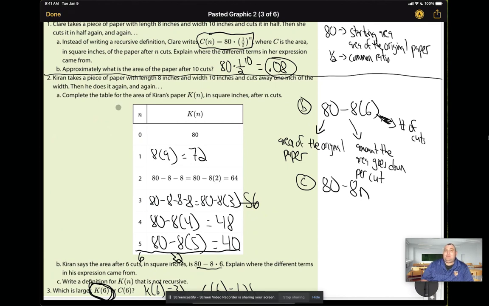Now, what type of graphs are going to decrease faster? They're both decreasing, but what type of graph will decrease at a faster rate? Is it going to be an exponential graph or is it going to be a linear graph? Well, it's going to be the exponential. An exponential will always decrease at a faster rate than a linear graph. So C is going to decrease at a faster rate, which means K is going to be the larger one. So that was another way you could have answered number 3 without actually finding the value of K of 6 and C of 6. That is it for this lesson.